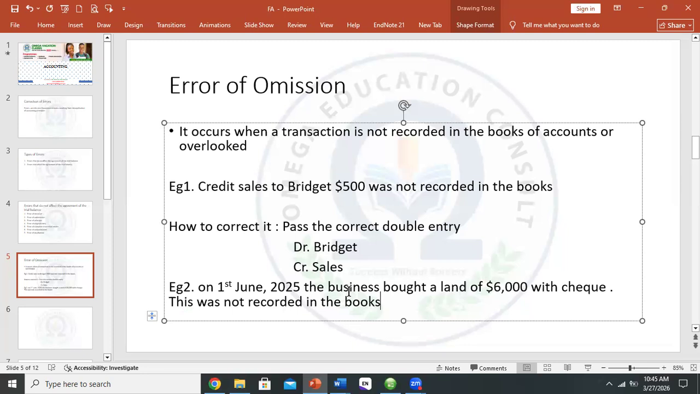So let's look at example 2. What entries do you think you would have to pass? On 1st June, the business bought a land, $6,000 with check. This was not recorded in the books. Let me go to Prof. Eugenia. Portia, I know you are ready to answer. I'll call you later. Prof. Eugenia. Don't worry. If you make an error, we are dealing with correction of errors, so we'll correct it, right? So don't worry.